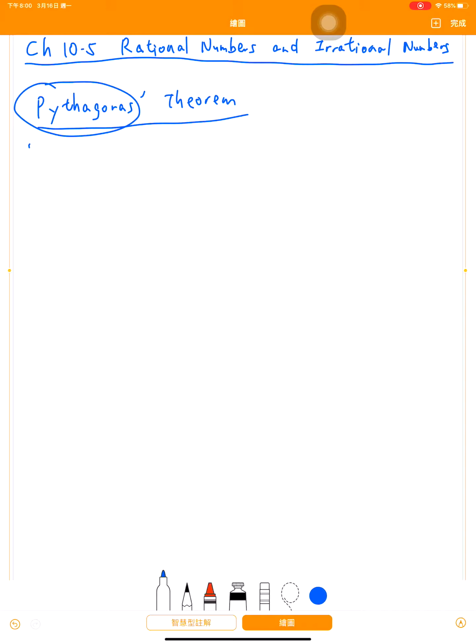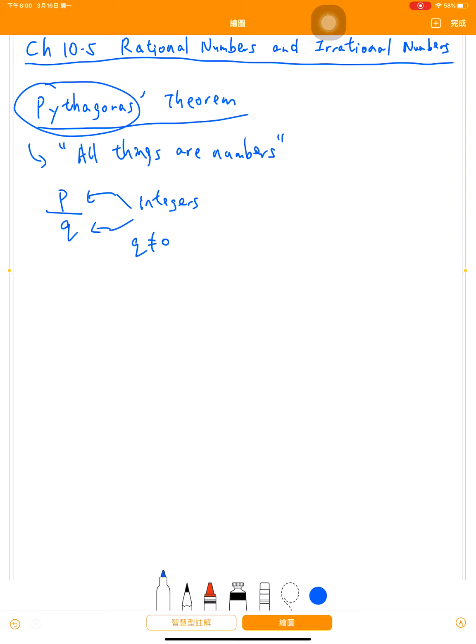Also, he said one thing, that is, all things are numbers. In Chinese, it's called 萬物皆數. That means he thinks that all the numbers or all the things in the world can be expressed in the ratio of two integers, p over q. These two numbers, p and q, are all integers. And provided that, of course, q cannot be 0, right? Because when the denominator is 0, it has no meaning.